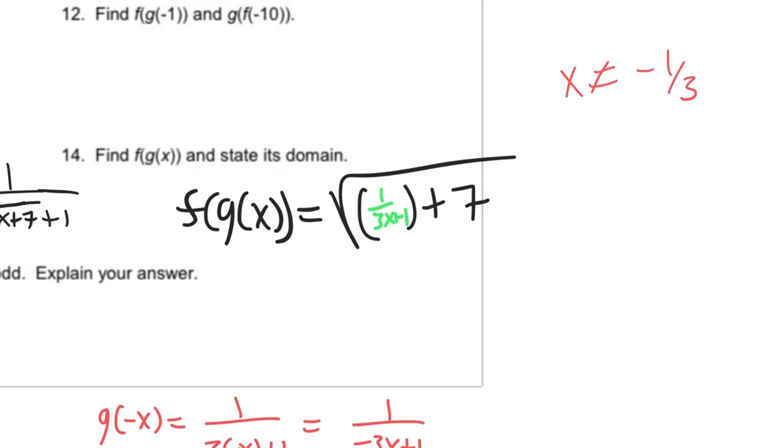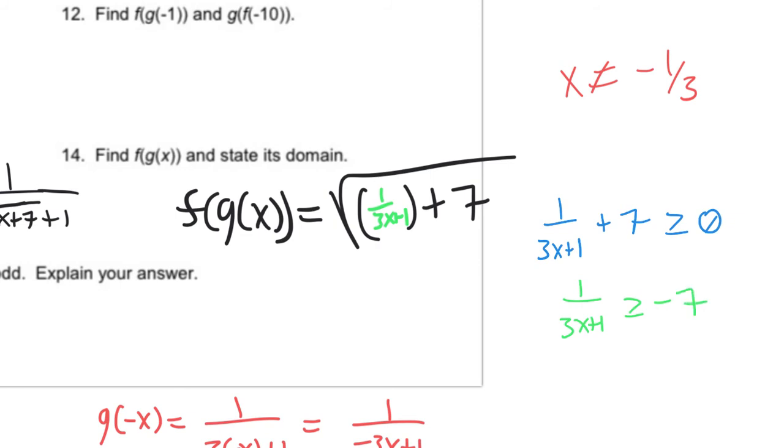It's also the case that this radicand cannot be negative. It could be 0, but it cannot be negative. It could be greater than 0, but it cannot be negative. So when it comes to the square root, you're going to want to make it greater than or equal to 0, and then find out what x values would correspond with this situation. So you're going to subtract 7 from both sides. That would become 1 over 3x plus 1 is greater than or equal to negative 7.